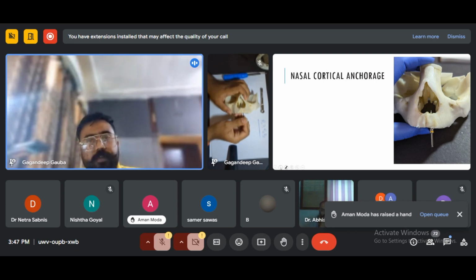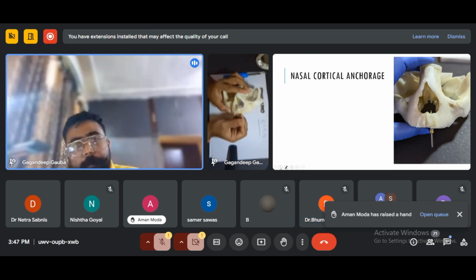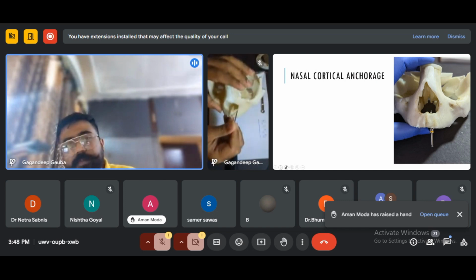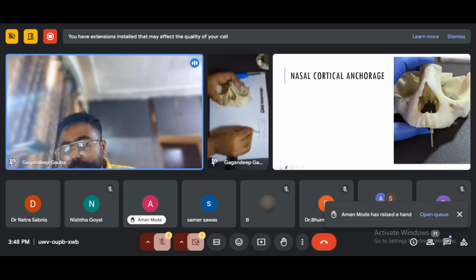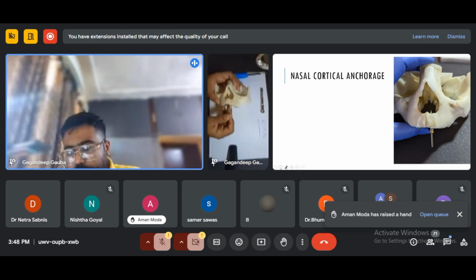After that, I will again feel a resistance, R2. Why that resistance? Because my drill is now approaching the floor of the nasal cortex, right here. If I continue drilling further, I will perforate the nasal cortical. My drill will enter the nasal cortical.